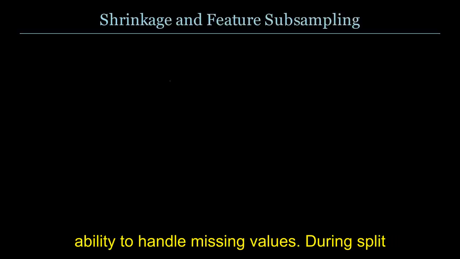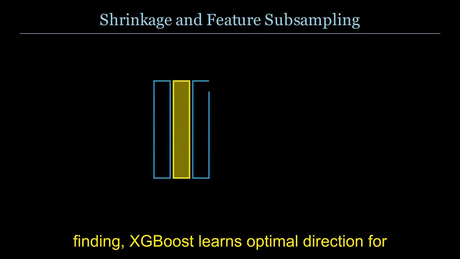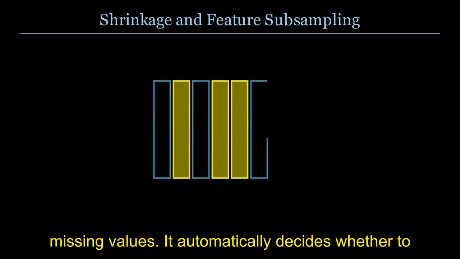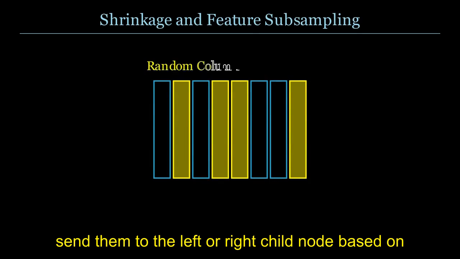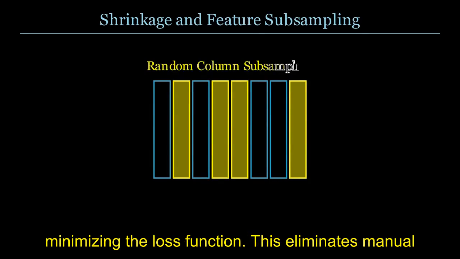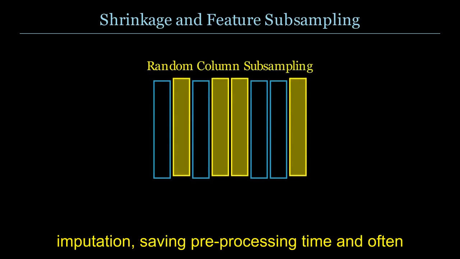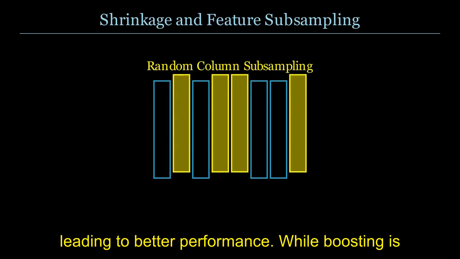Another practical advantage is XGBoost's inherent ability to handle missing values. During split finding, XGBoost learns the optimal direction for missing values. It automatically decides whether to send them to the left or right child node based on minimizing the loss function. This eliminates manual imputation, saving preprocessing time and often leading to better performance.